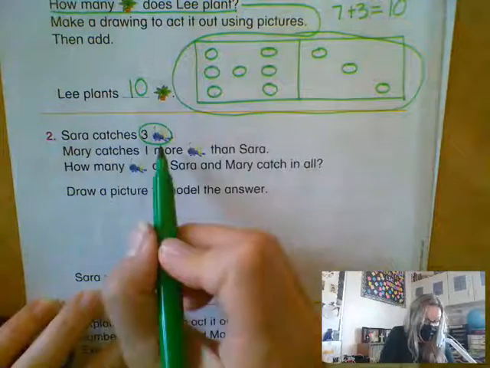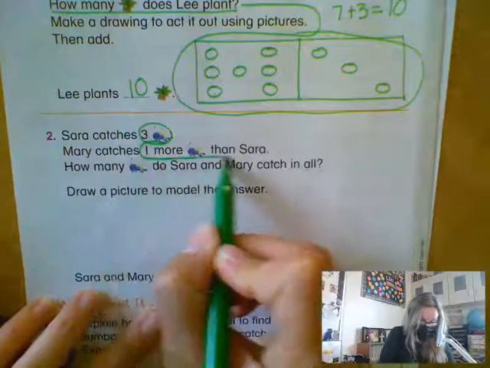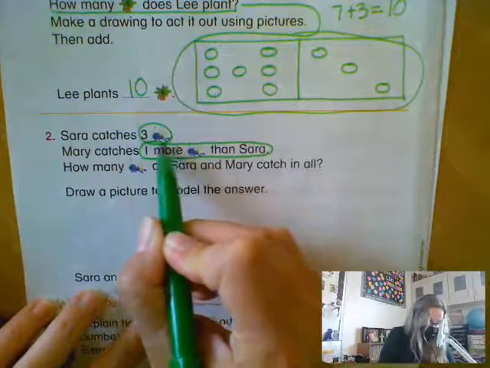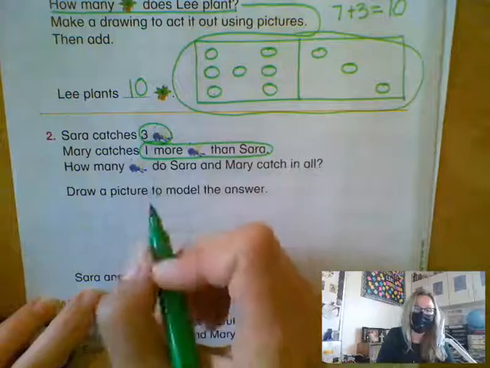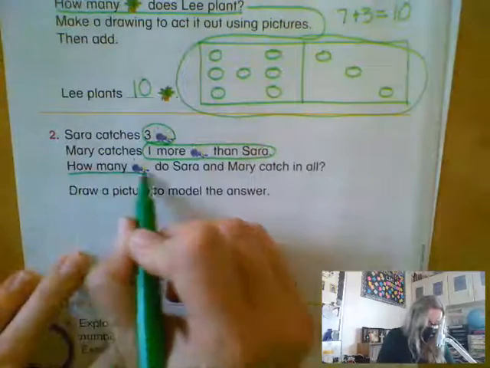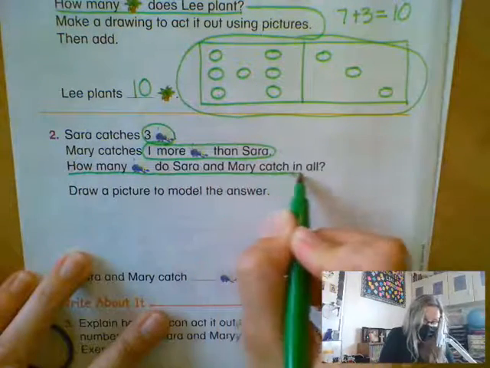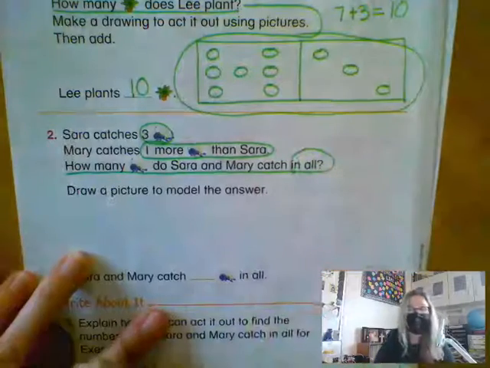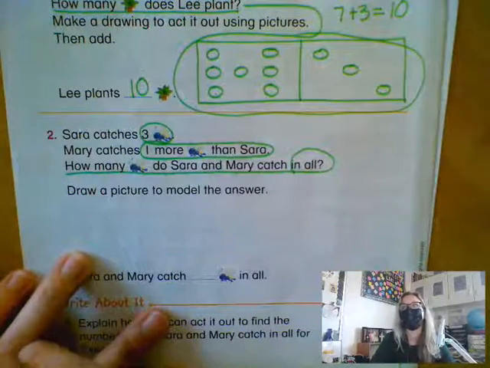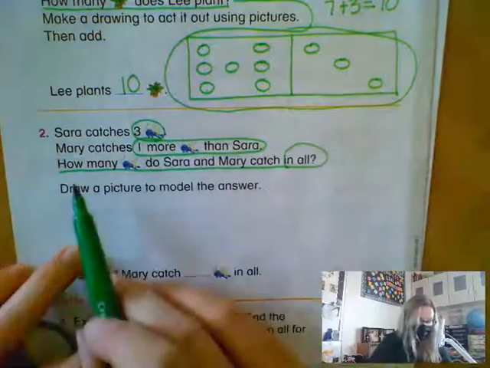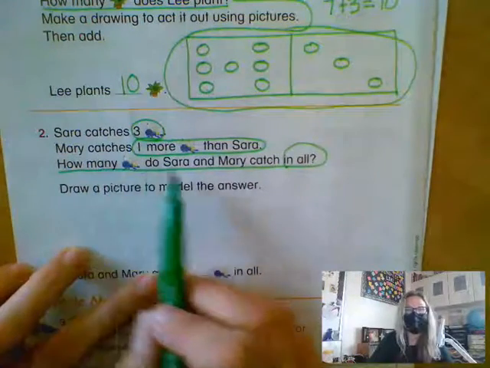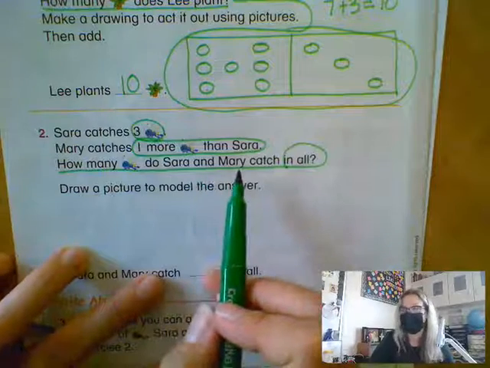Mary catches 1 more than Sarah. It doesn't say Mary catches 1. It says she catches 1 more than Sarah. So, how many lightning bugs do Sarah and Mary catch in all? Ooh, this one's real tricky now. Look what it's asking us. It doesn't want to know how many Mary catches. It wants to know how many Sarah and Mary catch.